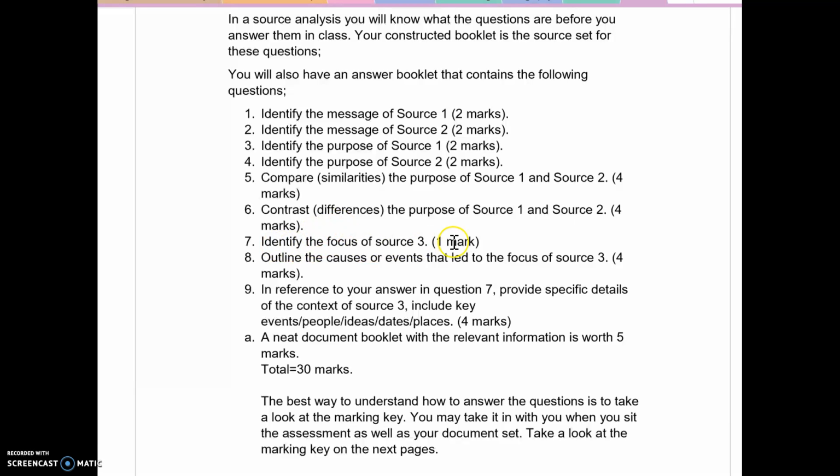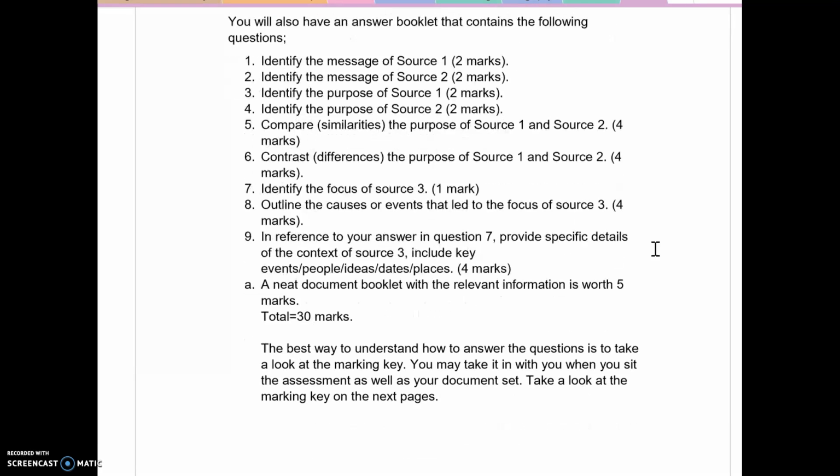Then for source 3, you're just identifying the focus of the source. In question 8, you're outlining the causes or events that led to the focus of source 3, so the things that happened beforehand. And then basically looking back at source 3 in reference to the focus of source 3, provide specific details of the context, including key events, people, ideas, dates, and places.